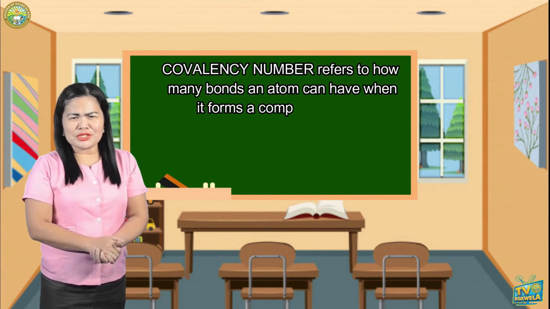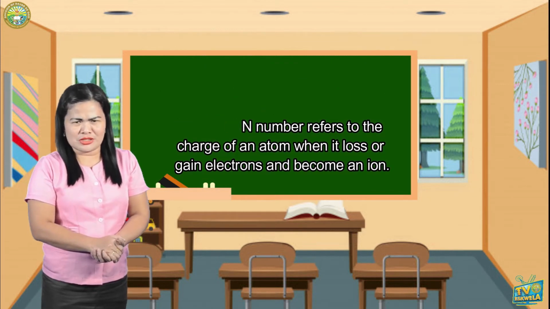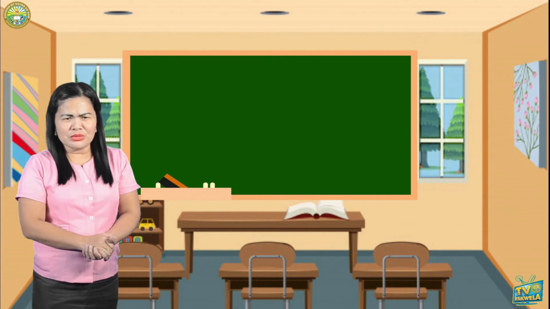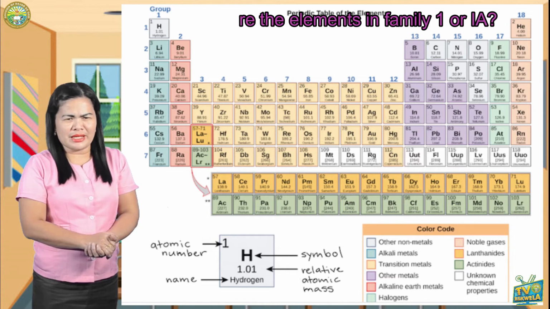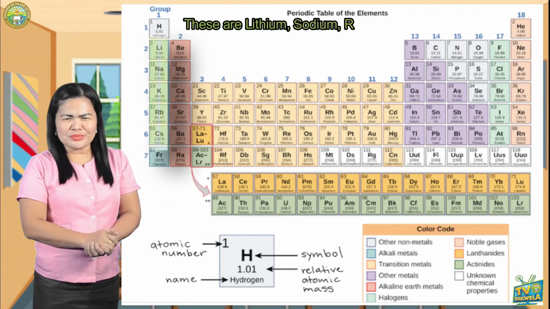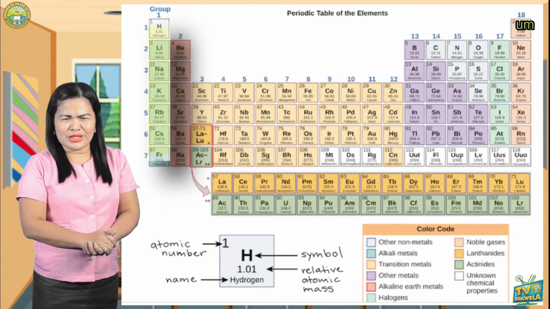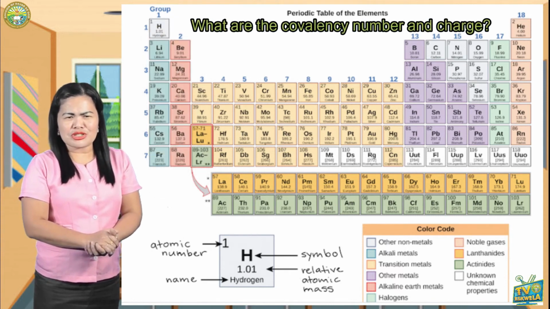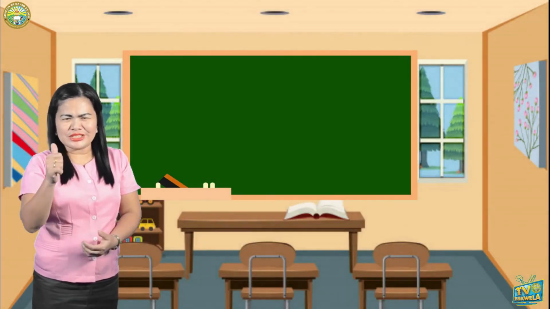Covalency number refers to how many bonds an atom can have when it forms a compound, while oxidation number refers to the charge of an atom when it loses or gains electrons and becomes an ion. Now, look at your periodic table. What are the elements in family 1 or 1A? Excellent! These are lithium, sodium, rubidium, cesium, and francium. What are the covalency number and charge? Okay, that's right.